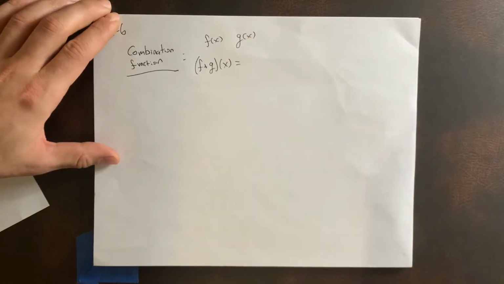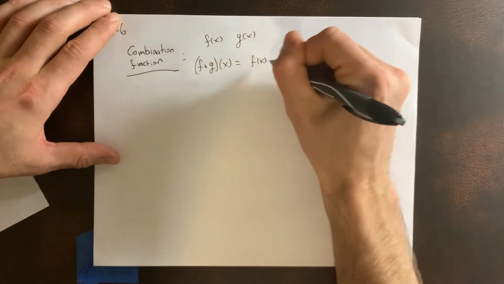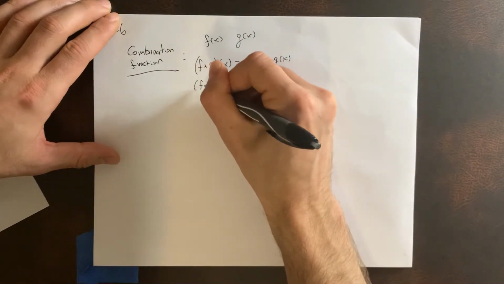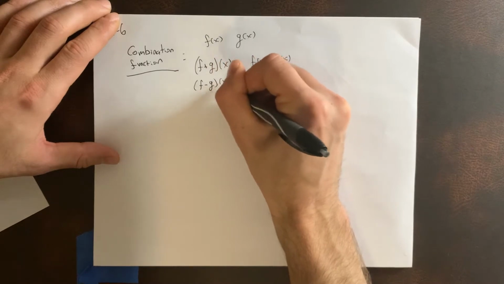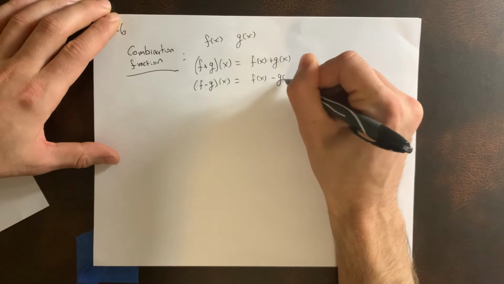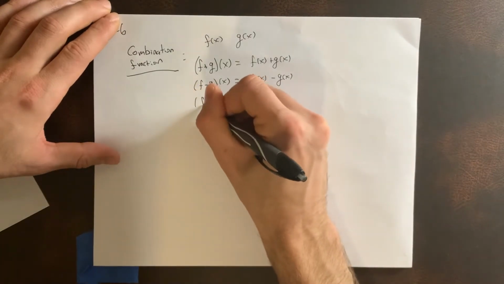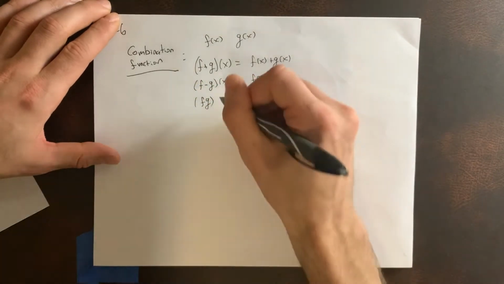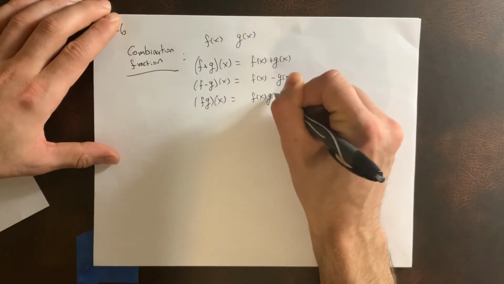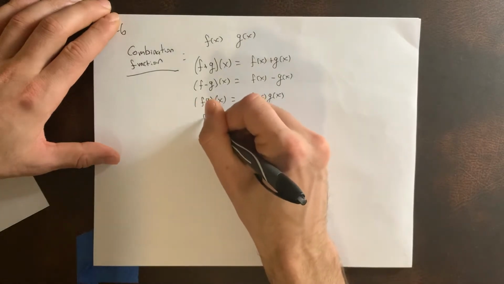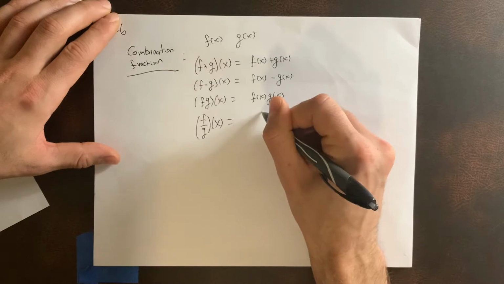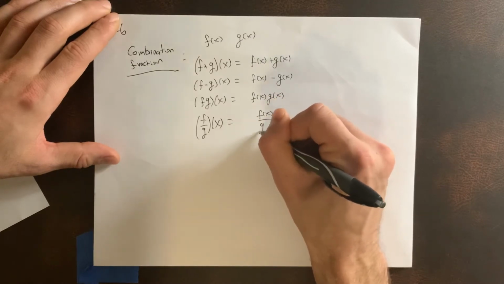of x, this is just a short way of writing f of x plus g of x. If we write f minus g of x, this is just another way of writing f of x minus g of x. If we write fg like this, so just f times g of x, this is just a way of writing f of x, g of x. And then lastly, if we do f divided by g, again, this is just another way of writing f of x over g of x.